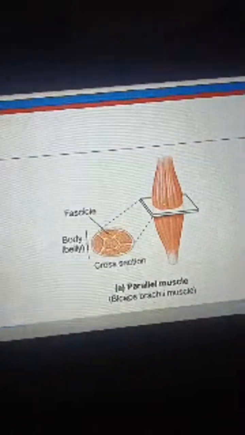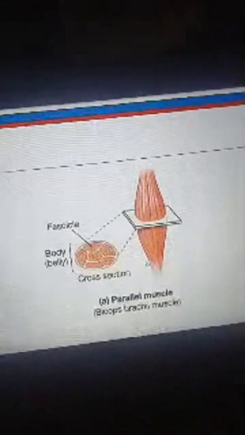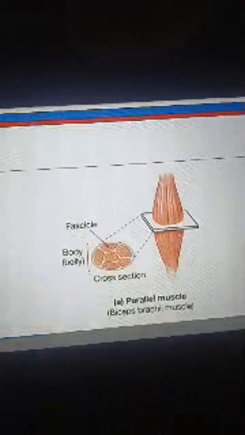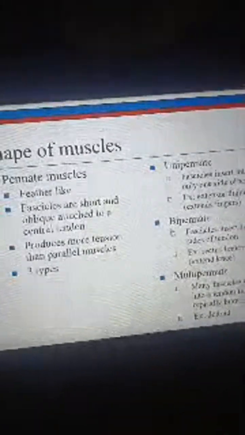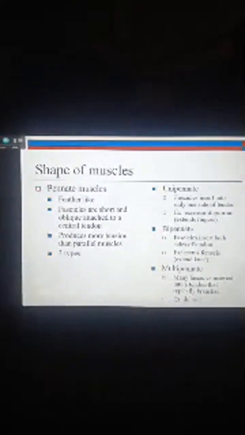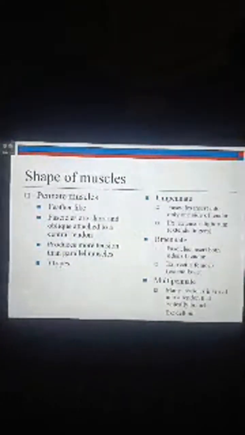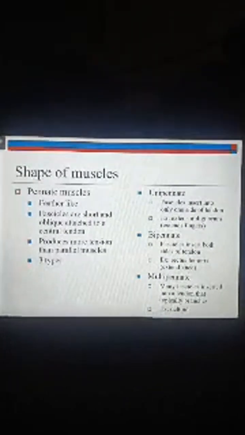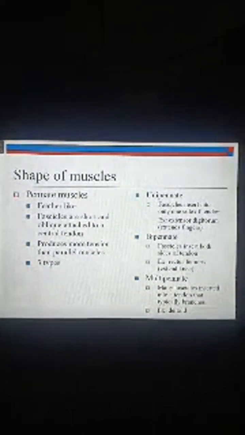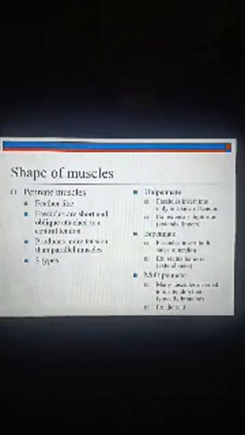So here's that biceps brachii. As it contracts, the gaster is going to get larger. Pinnate muscles. Pinnate is a term that means feather-like. So they're going to have short fascicles that are going to insert into a tendon at an oblique angle, looking kind of like a bird's feather.